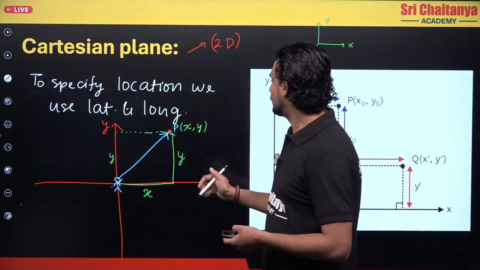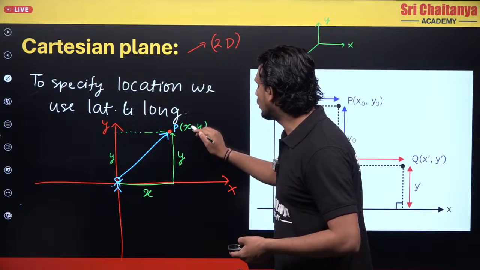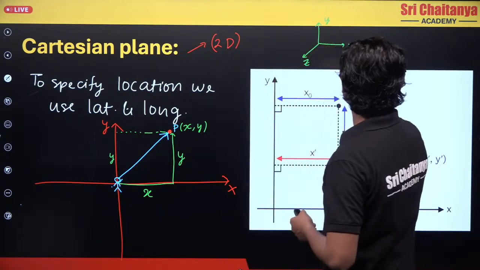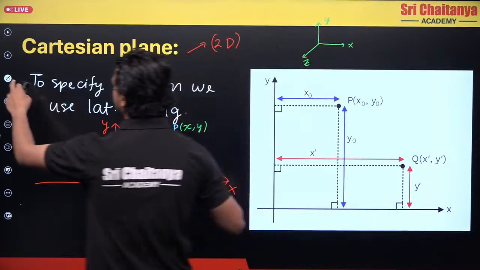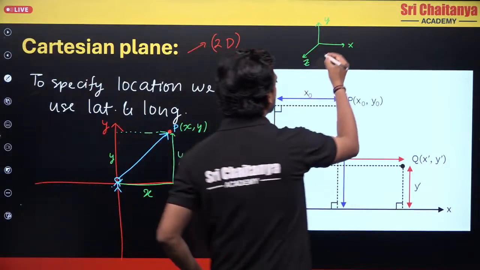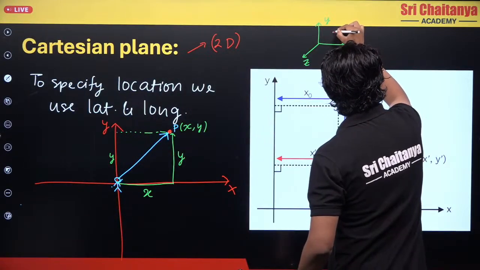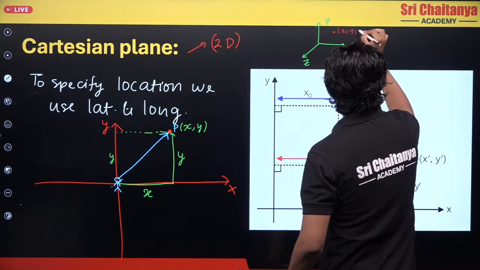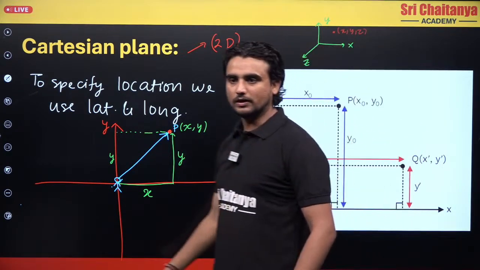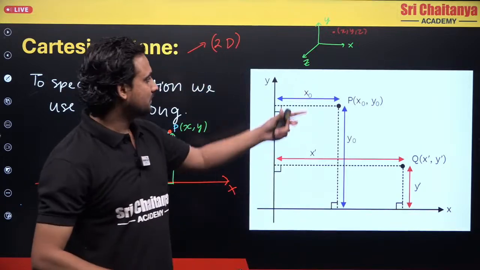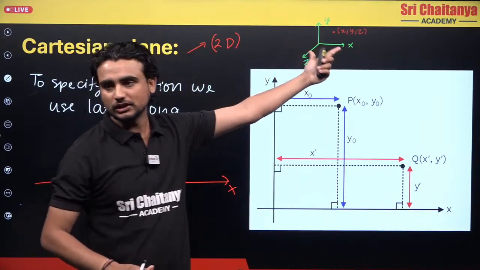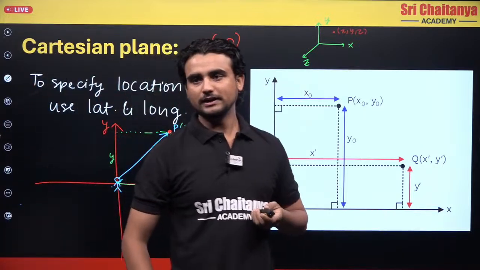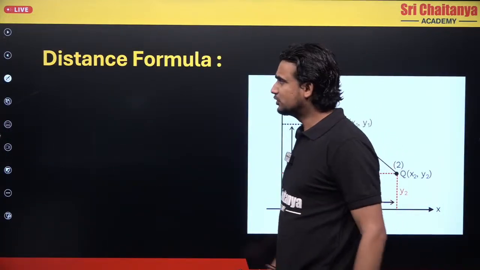What are the coordinates? X is a coordinate, y is a coordinate, and z is a coordinate. So in 3D, if an object is kept here, I will say that the location of this particle is x, y, z. Okay, so for now let's understand what this location is in 2 dimensions. Let's move forward. So, distance formula.